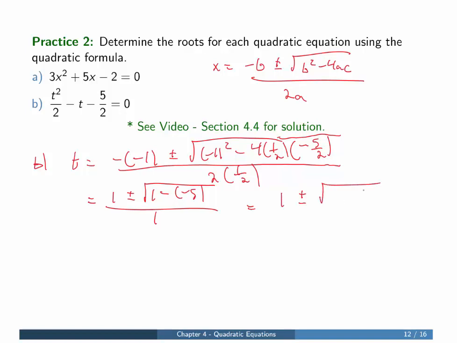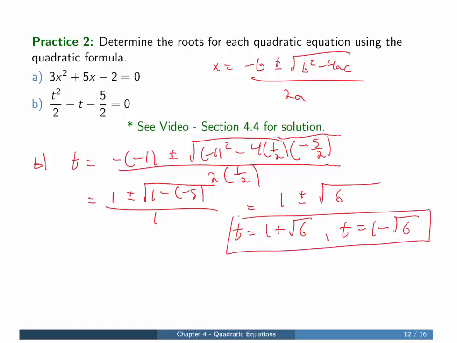Okay. So this will be 6. 1 minus negative 5 is 6. So here t is equal to 1 plus root 6 and 1 minus root 6. Just like that. Now, of course, you can check your work by plugging it back in. Might be a bit tedious, but it certainly could. It will satisfy the equation.